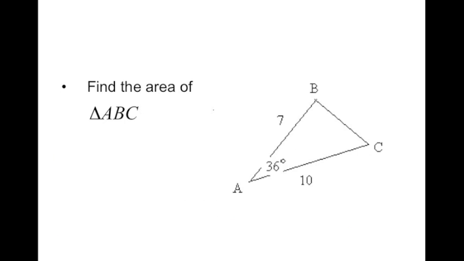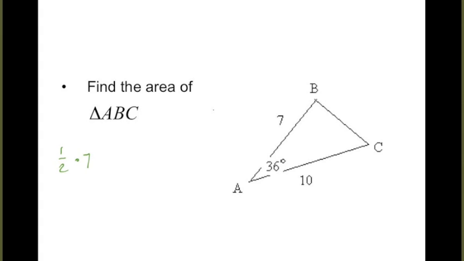For our last example here, again, we have a side angle side, so we can use this formula. 1/2 7 times 10 times sine of 36. It doesn't matter whether you do the 7 or the 10 first, because either way, they multiply to make 70. So it doesn't matter what order you pick those. We just want to do 1/2 one side times the other side times the sine of the angle that connects them. And I get about 20.6.